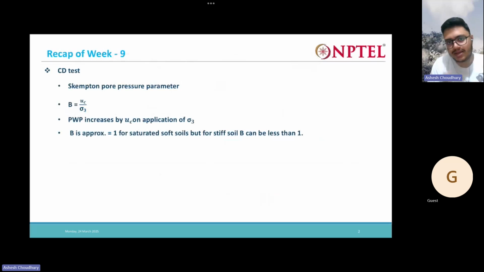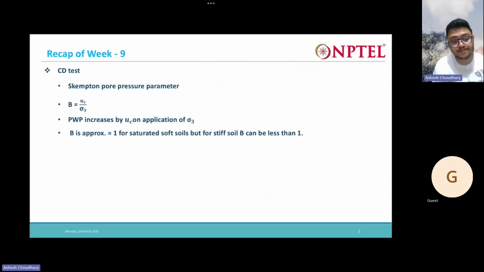What you need to do is keep on checking it. You increase the confining stress, and you check how much the pore water pressure is increasing. You can measure the pore water pressure, as there are pore water pressure transducers in the setup that actually measure the increasing pore water pressure.